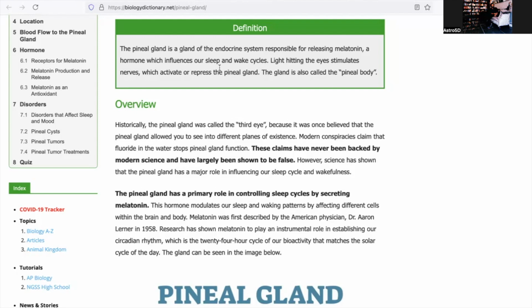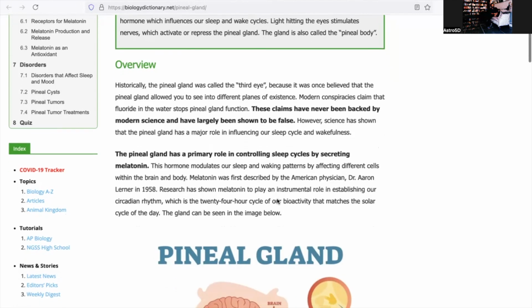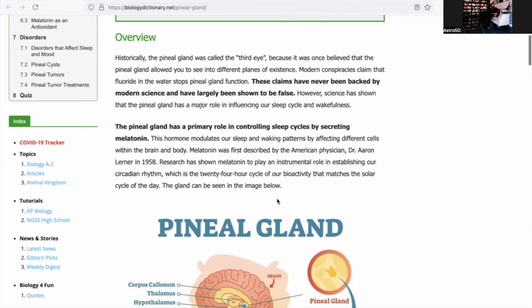Historically, the pineal gland was called the third eye because it was once believed that the pineal gland allowed you to see into different planes of existence. Modern conspiracies claim that fluoride in the water stops pineal gland function. Well, people are allowed to have their different beliefs and coexist. These claims have never been backed by modern science. Not that you need the certification of science to make anything truth. Science and truth are not synonymous in any way, shape, or form.